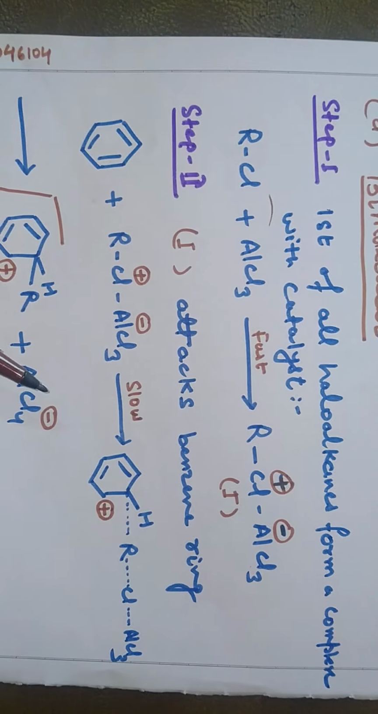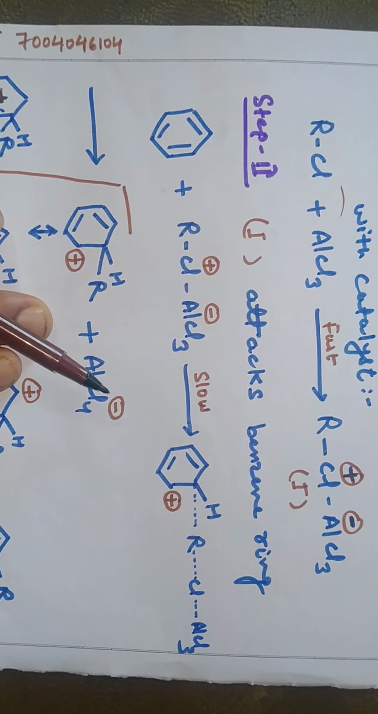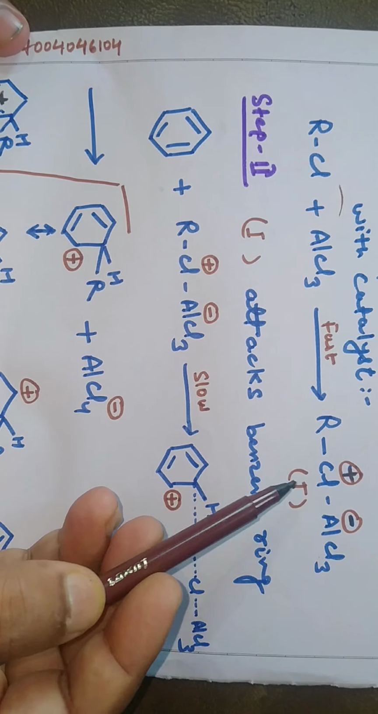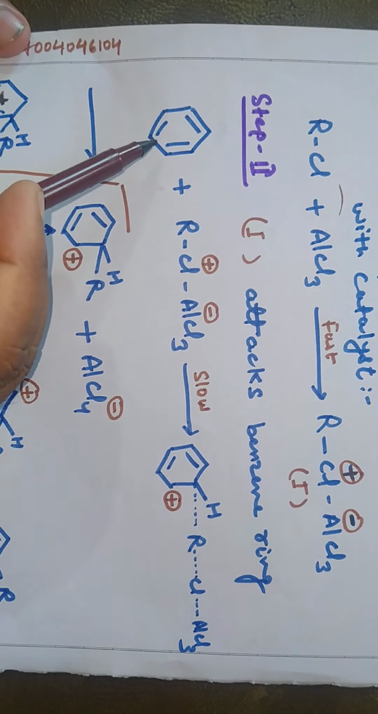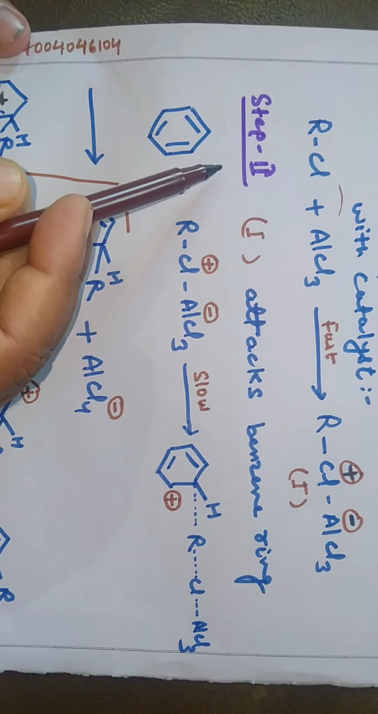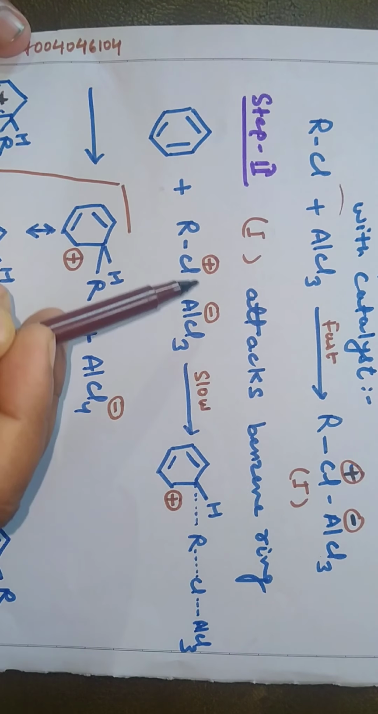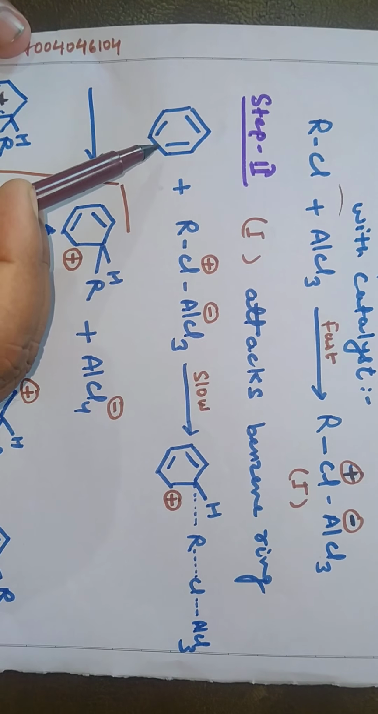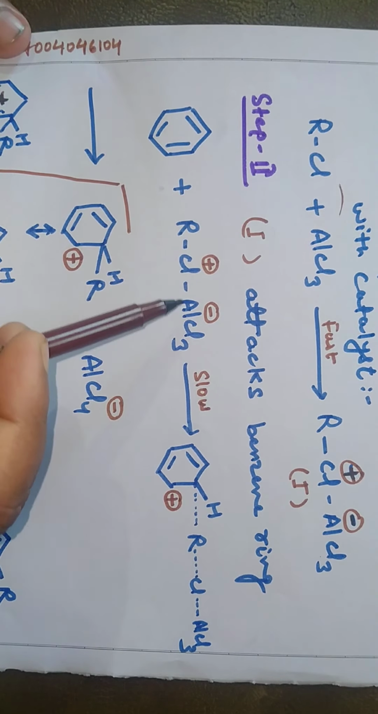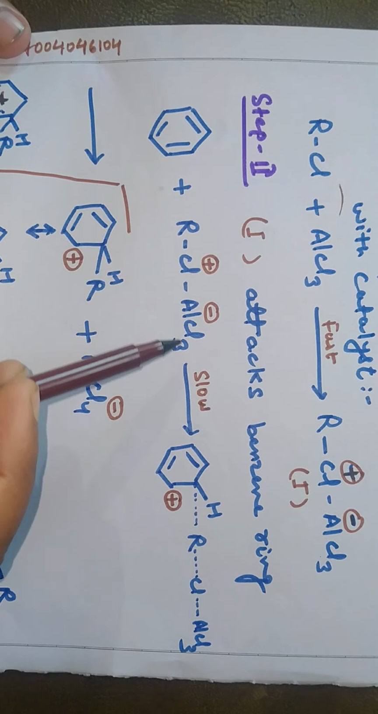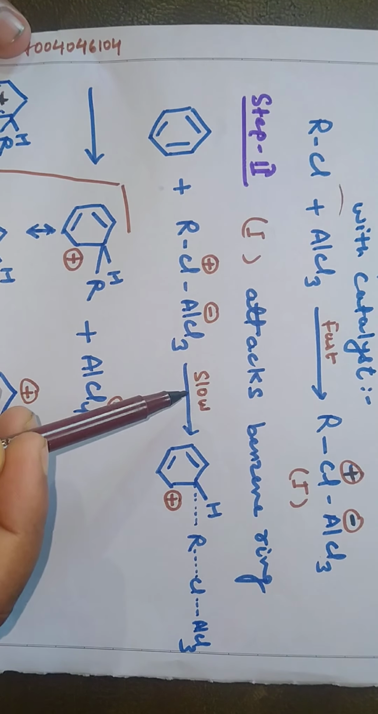Now in step 2, what happens? This complex attacks the benzene ring. So in step 2, the attack of complex 1 occurs at the benzene ring. So here you will see that this reaction is very slow, and you know that this is the rate determining step.